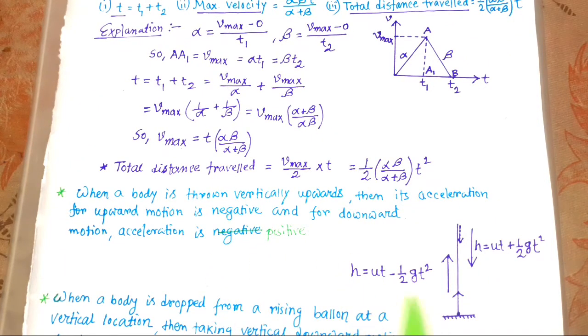Okay, so for upward motion h equals, this is the height from the ground, h equals ut minus half gt square, and for downward motion h equals ut plus half gt square. Okay, g means here acceleration due to gravity. For a free falling body we use g, that is acceleration due to gravity.